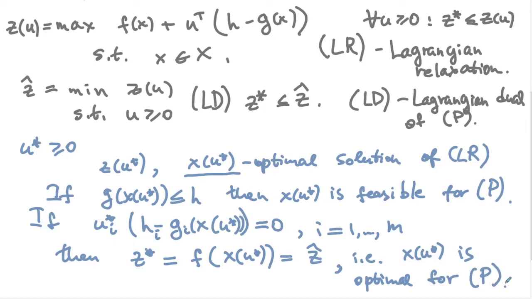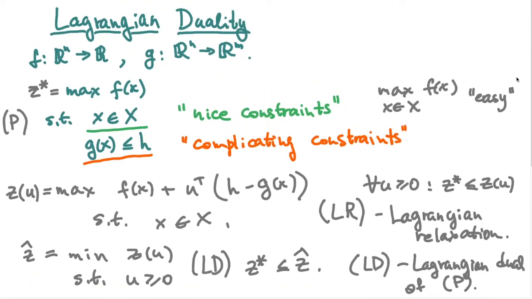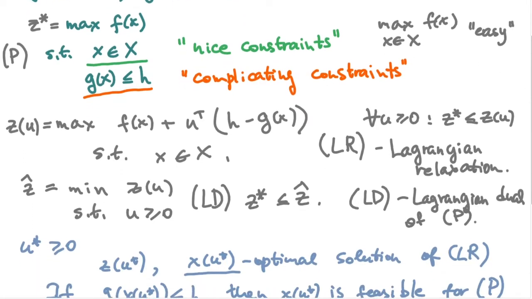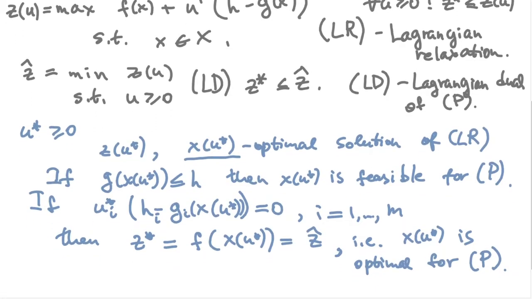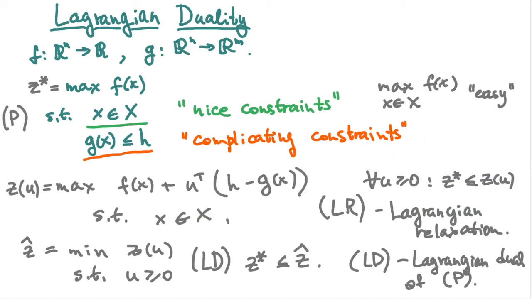So in this case, we say that the duality gap is equal to 0, and we are able to solve the original problem by means of solving the Lagrangian dual. But normally we expect the duality gap to be non-zero, and we just obtain an upper bound on the original problem by solving the Lagrangian dual. So next we are going to consider the Lagrangian duality in integer programming.